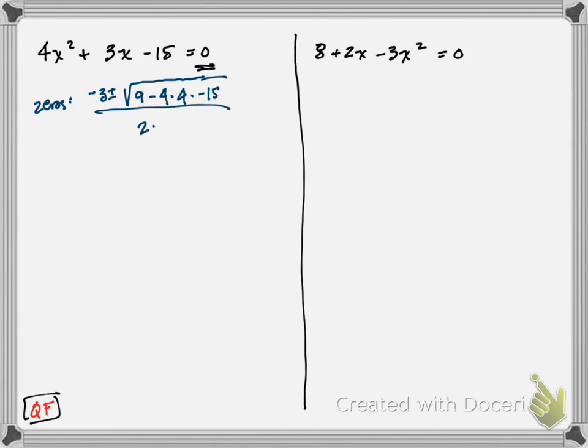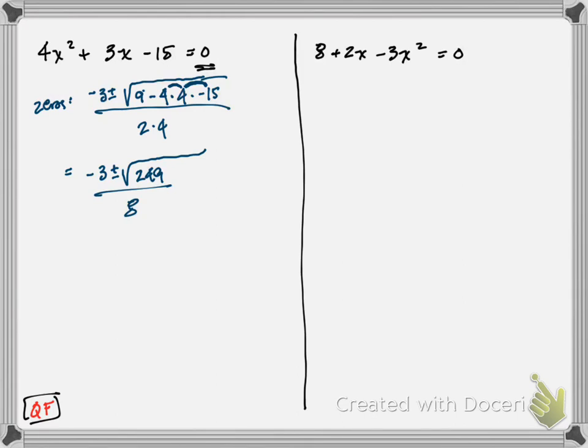2 times a. Cleaning that up, my zeros are going to be negative 3 plus or minus the square root of, well, 4 times 15 gives us 60, or in this case negative 60, and negative 60 times negative 4 gives us what? Positive 240. Positive 240 plus 9 is positive 249. And so I've got negative 3 plus or minus the square root of 249 over 8.